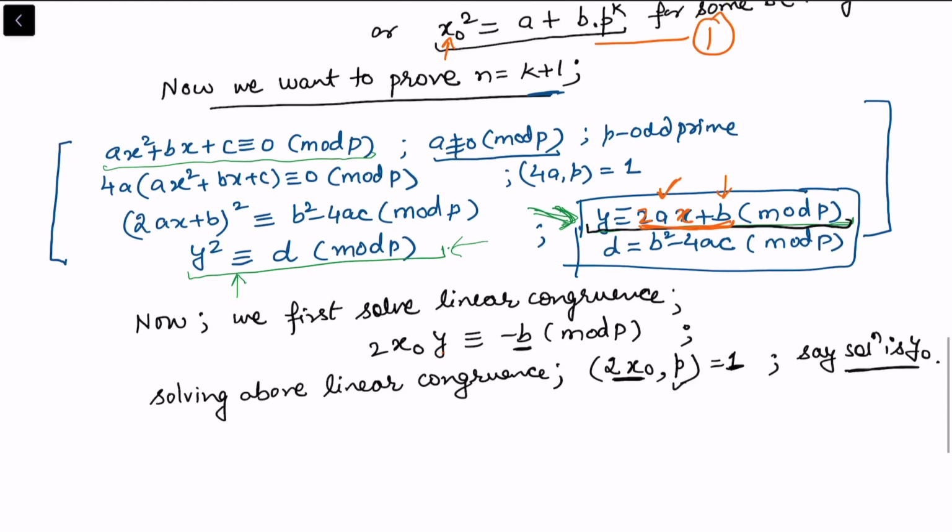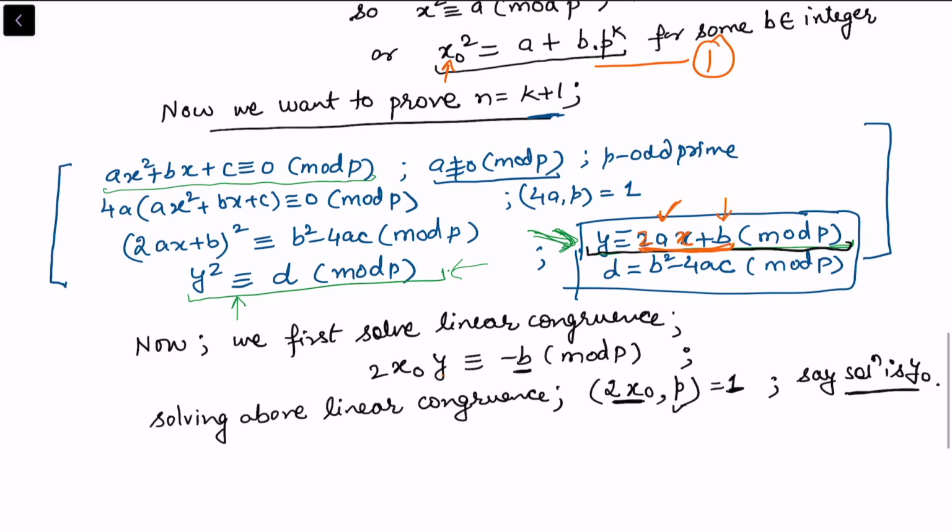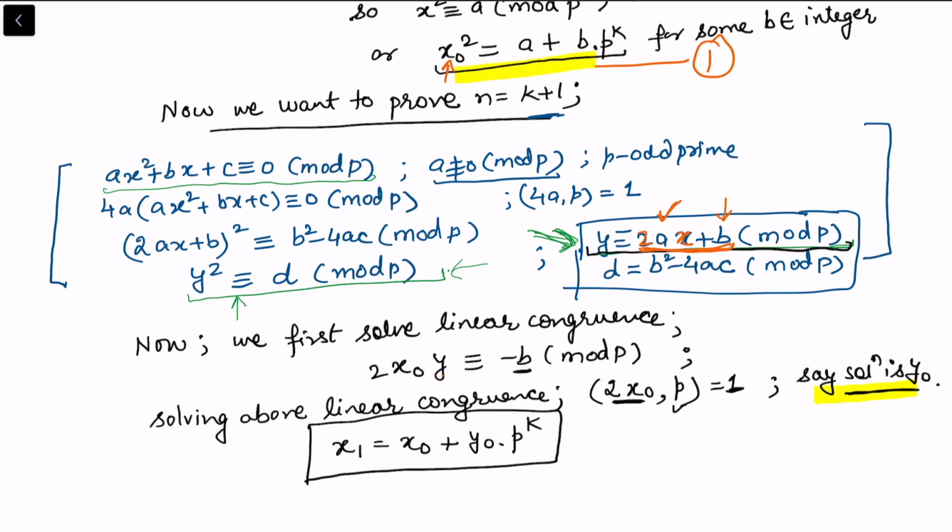Now I want to use my previous equation 1, that is the x naught that has been constructed in this equation, and the y naught that we now have as the solution of this linear congruence. So I am going to construct an integer x1, which is x naught plus y naught into p to the power k. Now this acts as the solution of our desired congruence.